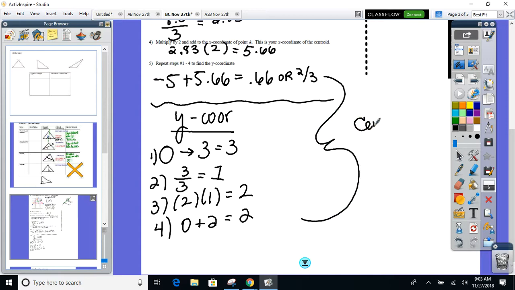So let's put them together right now. What is the coordinate of the centroid? What was the x-coordinate we found? 0.66 or 2/3, comma. Check that on your graph. Are we pretty much there? 2/3, up 2.